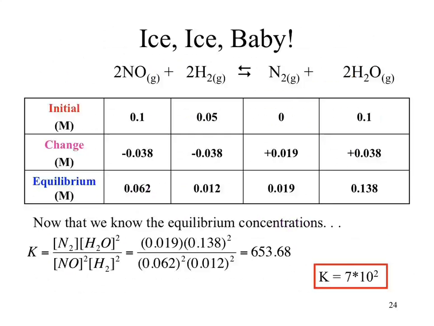How many of you would have bubbled in 7 times 10 to the second as an answer? The sig figs there seem pretty far off. It does round appropriately. It's just not super obvious. Okay? Questions about chapter 14?